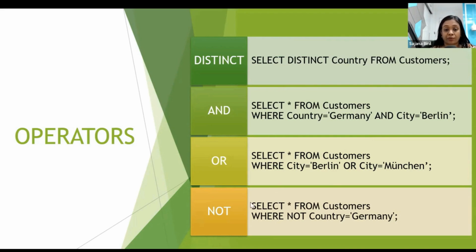And similarly, the NOT one. The example of NOT one. What will it fetch, guys? Tell me. The NOT operator. What is it going to show you? Records. Yes. It will show you all records for all the countries except Germany. It will remove records from Germany and show you other countries.